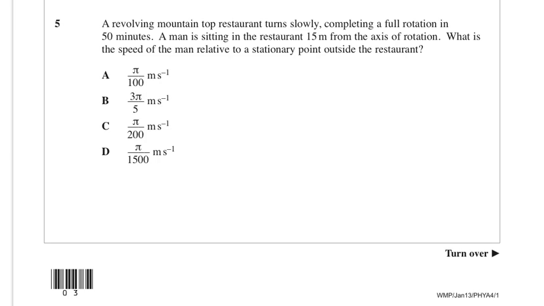A revolving mountaintop restaurant turns slowly, completing a full rotation in 50 minutes. A man is sitting in the restaurant 15 meters from the axis of rotation. What is the speed of the man relative to the stationary point? So we're going to be using v equals r omega, where omega is 2 pi over 50 minutes times 60 to turn it into seconds.